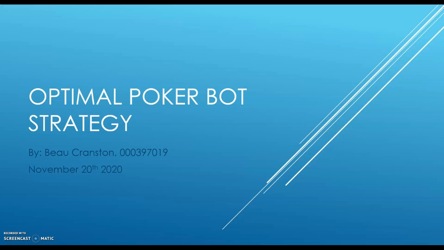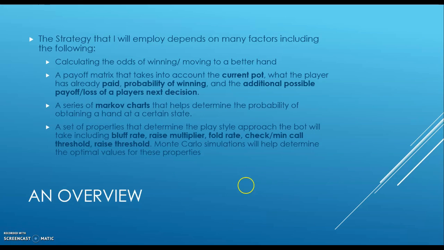The strategy will be a mix of using game theory as well as probability to maximize the percentage of wins that my poker bot gets. The strategy that I'm going to employ depends on many factors. Some of those factors will be calculating the odds of winning or moving to a better hand, a payoff matrix that takes into account the current pot, what the player has already paid, the probability of winning, and the additional possible payoff/loss of a player's next decision.